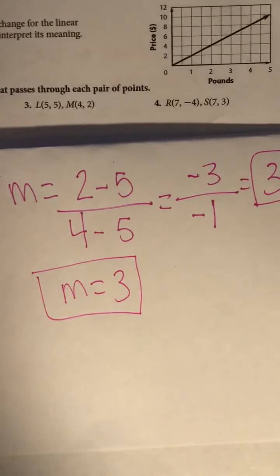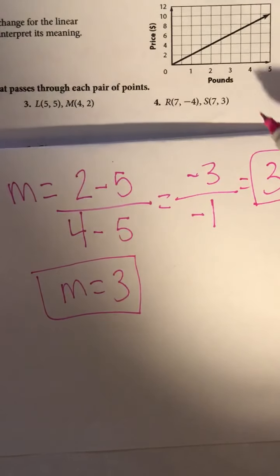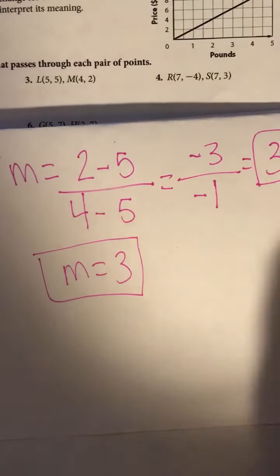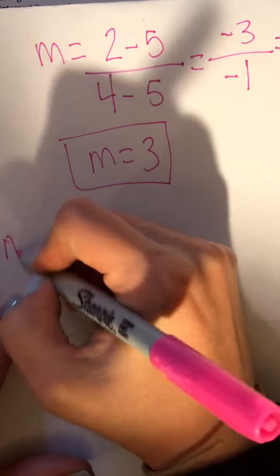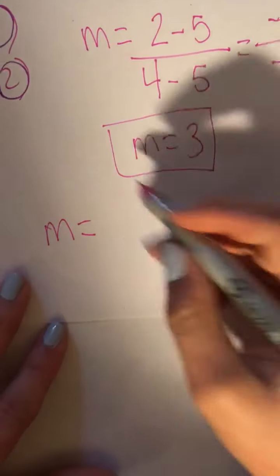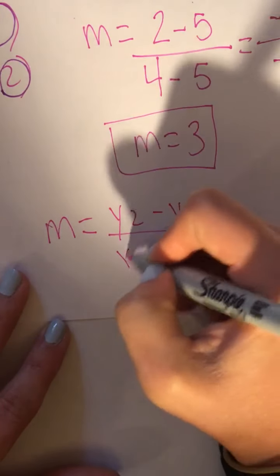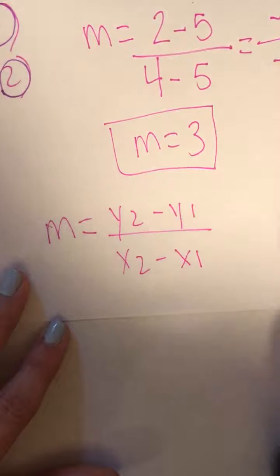So what you're going to do today is continue working with 2 sets of coordinates and using this formula, which is, remember, m equals, slope equals y2 minus y1 over x2 minus x1. Good luck.